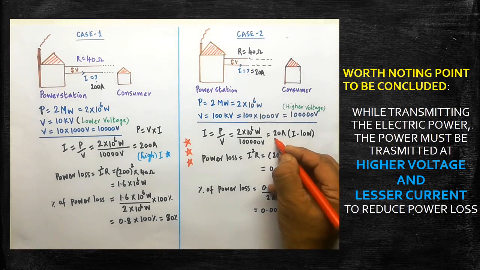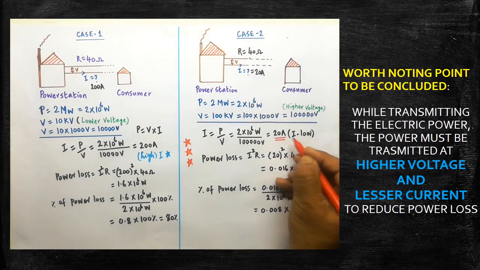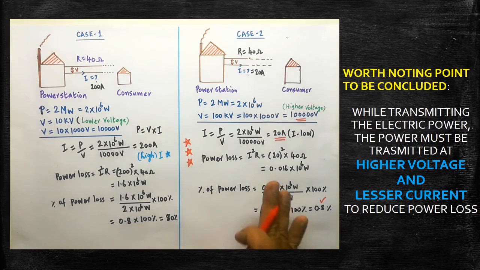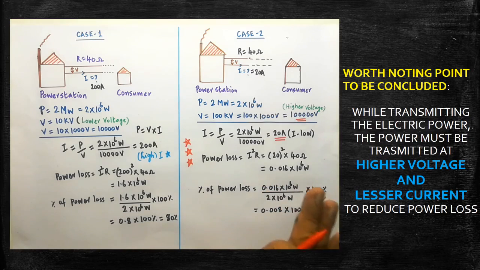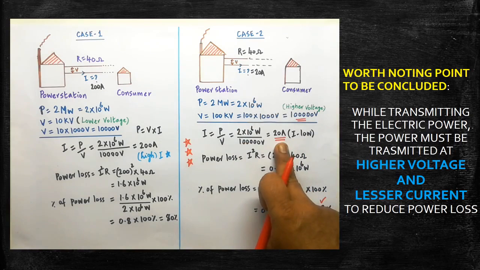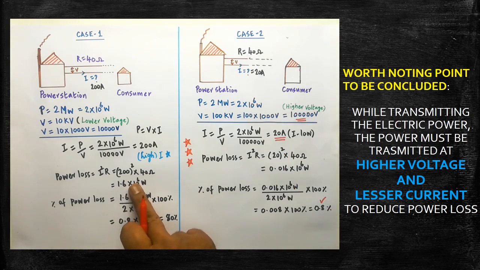I want to underline the important factor. By sending low current with high voltage, which one can be reduced? Power loss can be reduced. That's why, while transmitting the power from the power station end to the consumer end, what do we have to do? The power must be transmitted at higher voltage with a low amount of current. That is the conclusion. Are you clear? We should not prefer this method. If you prefer this method, power loss will be very high.